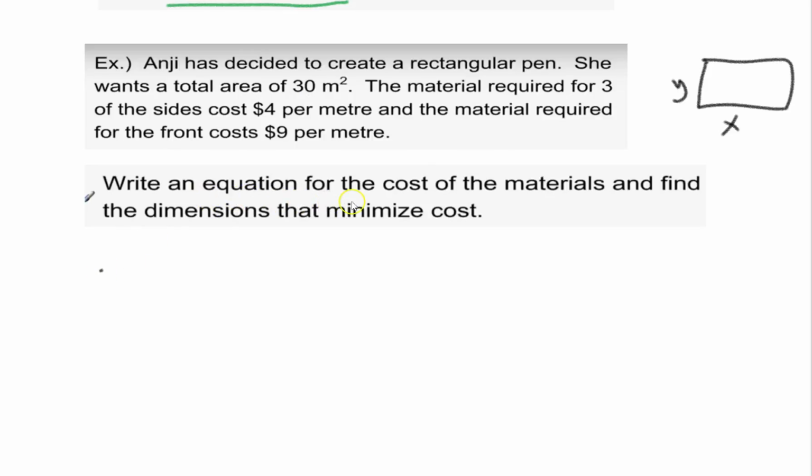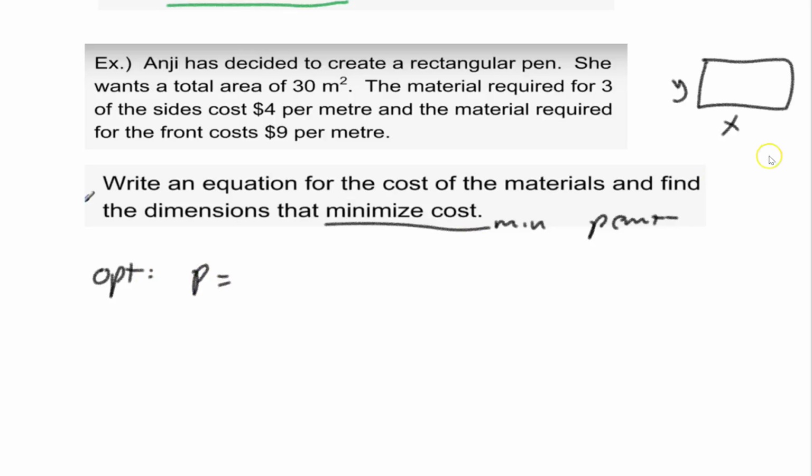So write an equation of the cost. We're trying to find the cost of the materials to find the dimensions of the minimal cost. We want min cost. Now min cost is going to be the perimeter. So min perimeter. Like I said, there's always an optimization, which in this case is our perimeter.